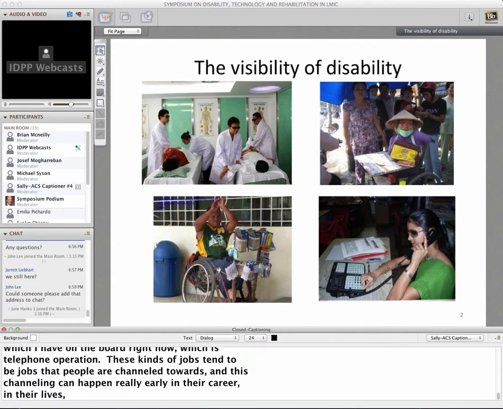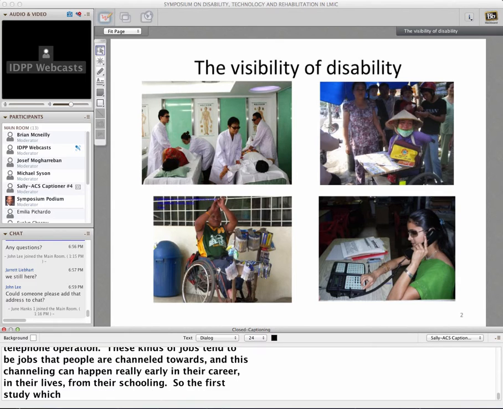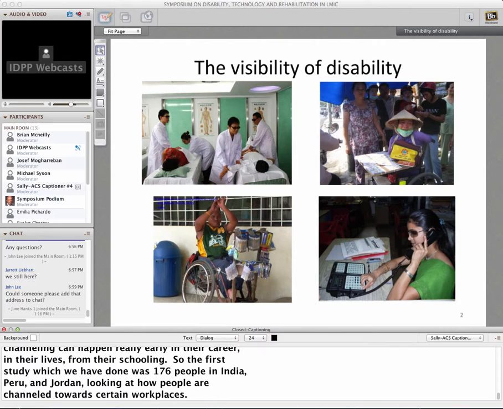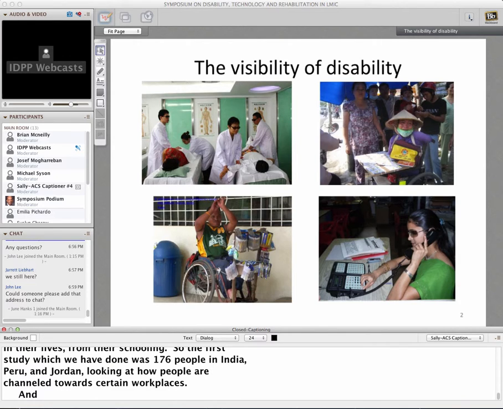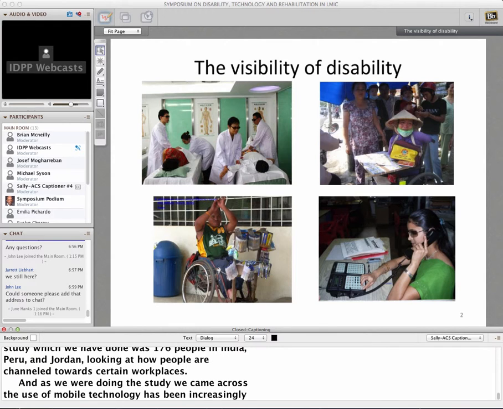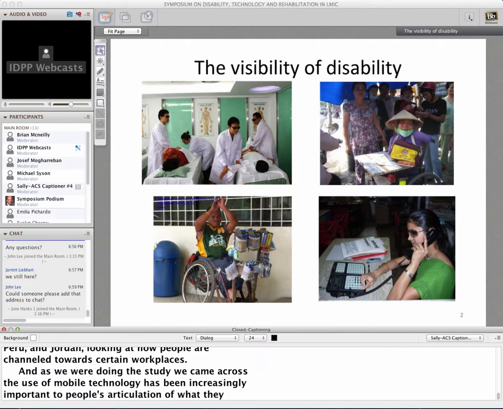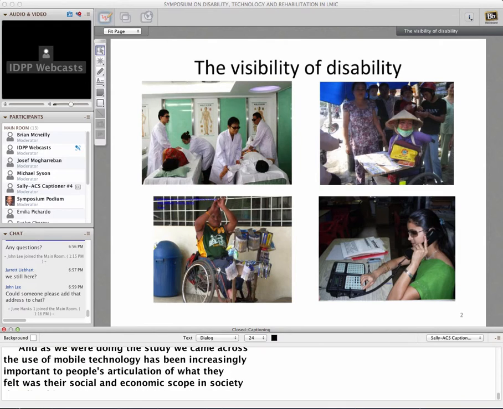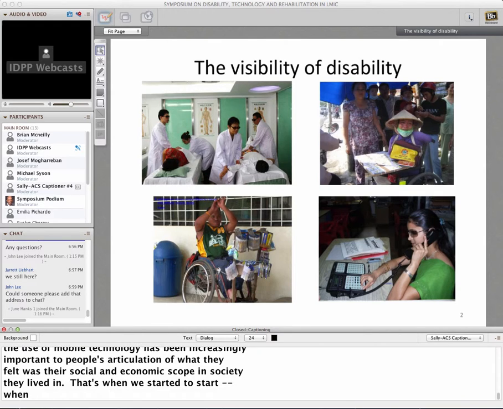So the first study which we had done was about 176 people in India, Peru, and Jordan, looking at how people are channeled towards certain workplaces. And as we were doing this study, we came across the use of mobile technology as being increasingly important to people's articulation of what they felt was their social and economic scope in the societies they lived in. So that's when we decided to start working on the issue of mobiles and development.